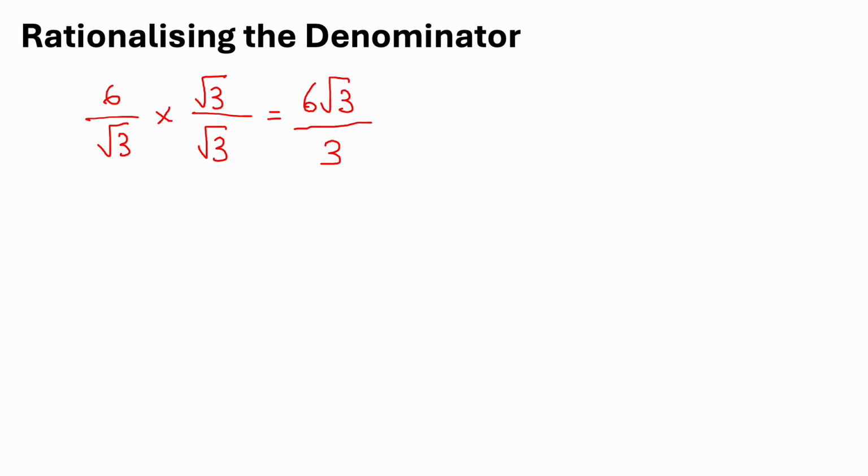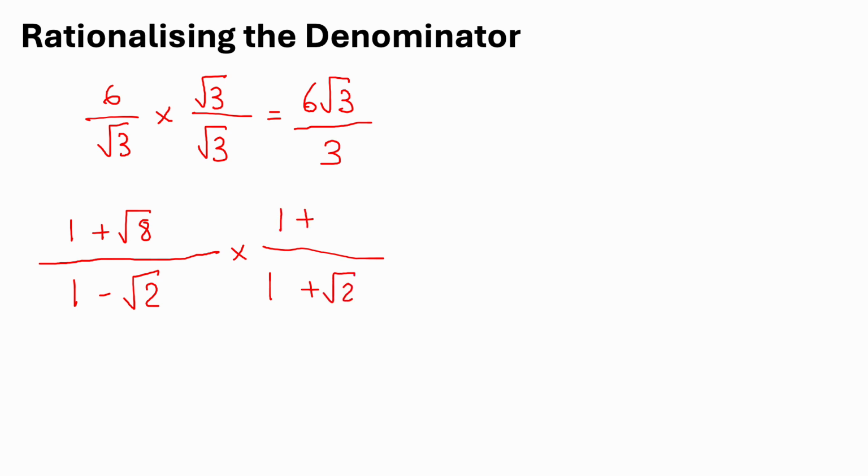Okay. However, sometimes we might get a question where we are asked to rationalise a surd that looks something like this. So in order to rationalise, we need to get rid of the surd that's on our denominator. So in order to do that, we are going to multiply by itself, but this time I'm going to change the sign from minus to add. So we're going to multiply the top and bottom by 1 plus root 2.